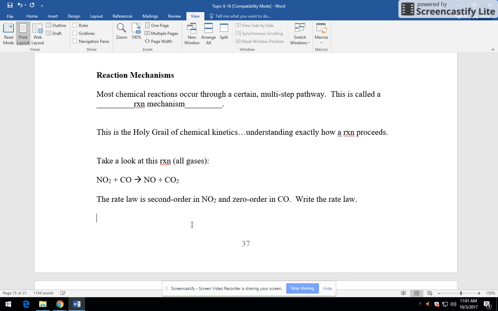Here is the rate law. Rate equals k[NO2] squared, CO to the 0th, which would be 1, so rate equals k[NO2]². So this is going to be the basis for our work. Now, how did you know that that's the rate law? I told you. You wouldn't be able to do this any other way except experimentally.